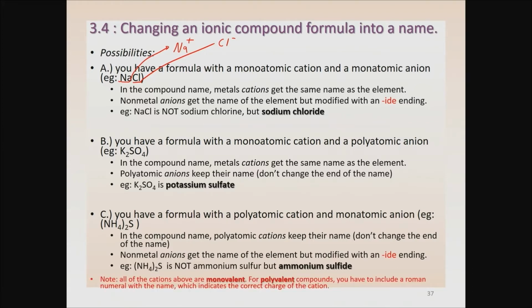So in these examples, what we were looking at were monatomic cations, and those monatomic cations were monovalent, meaning that those cations can only have one possible charge.